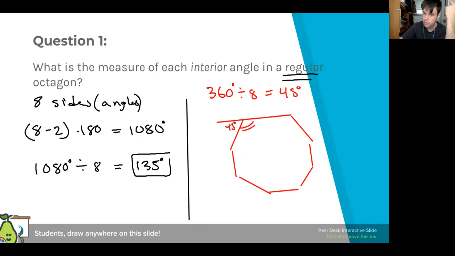The interior angles are supplementary with the exterior angles. 180 minus 45 gives me 135. Same answer. Different approach, same answer. Again, sometimes one of these ways might be a little bit easier to approach a particular problem, whether we think about solving with the exterior angles to help us figure out the interior, or the interior to help us find the exterior. Again, both methods are valid.